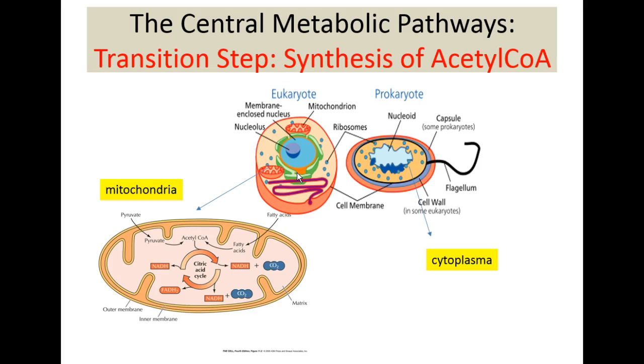Remember, the transition step takes place in the mitochondria of eukaryotes, more specifically in the matrix of the mitochondria. The mitochondria is an organelle that consists of an outer membrane and an inner membrane. Inside the inner membrane, there is a space called the matrix, where the transition step takes place. And the citric acid cycle or Krebs cycle will also take place inside the matrix of the mitochondria. In contrast, the transition step will take place in the cytoplasm of prokaryotic cells.